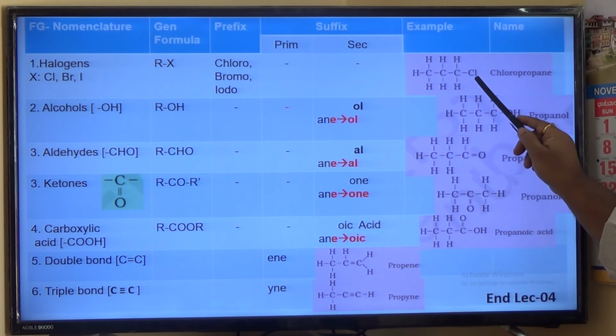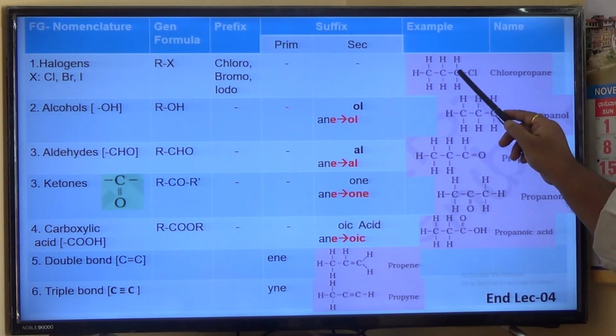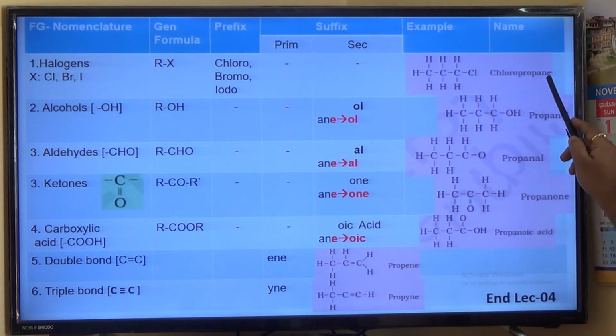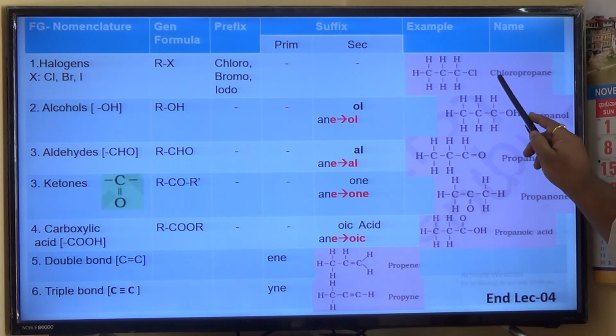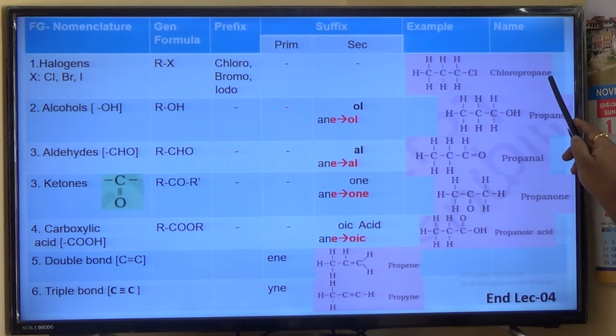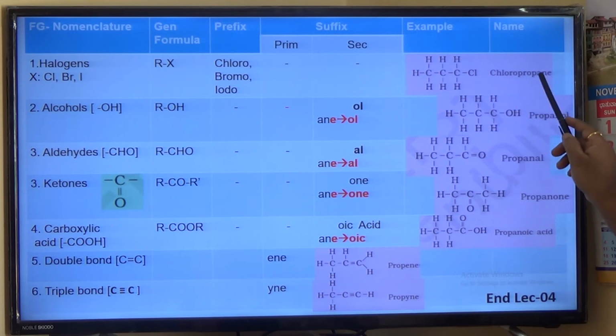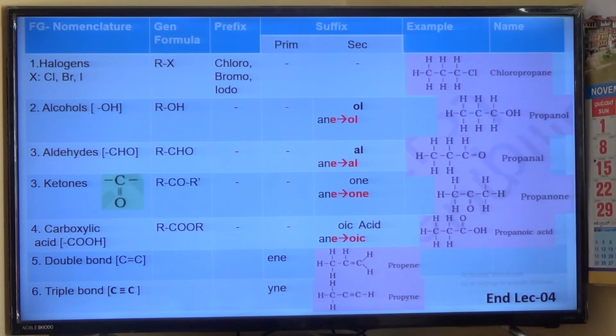If I take bromine here, then bromomethane, bromoethane, bromopropane, bromopentane. That is how we are going to read it. So this propane is there as it is. Prop is the root word, chloro is the prefix, and ane is a single bond because these are alkanes. So chloropropane is the name of this compound. I hope this is very clear.